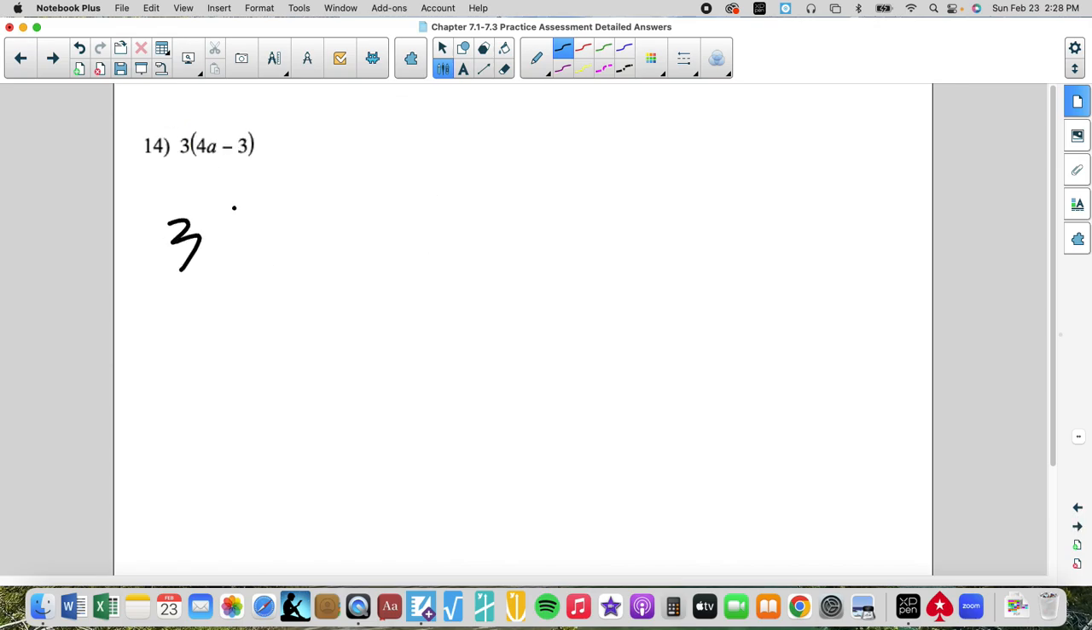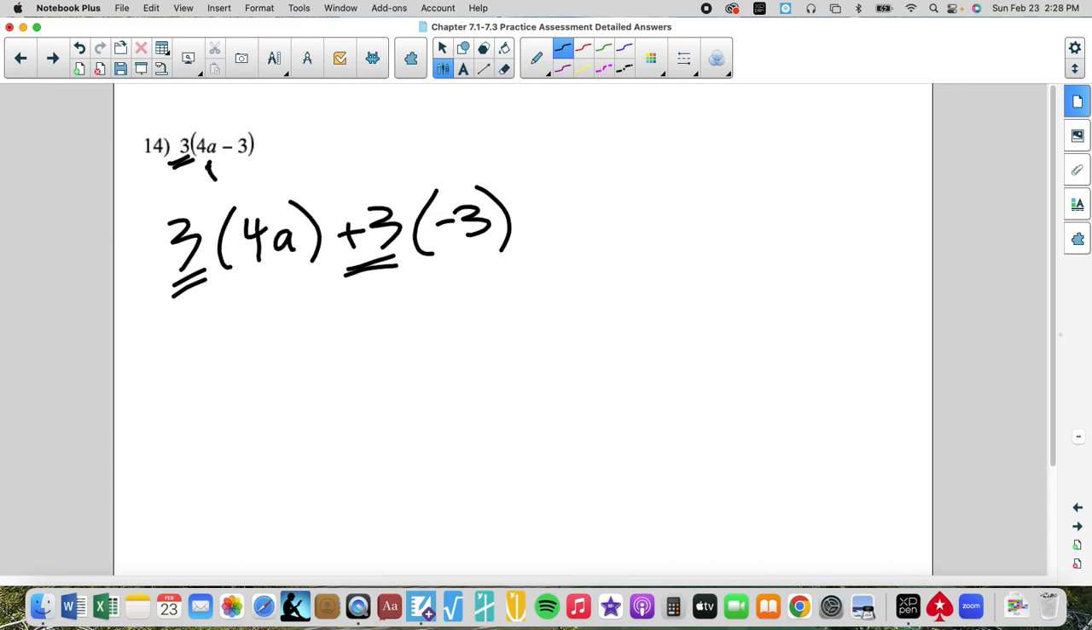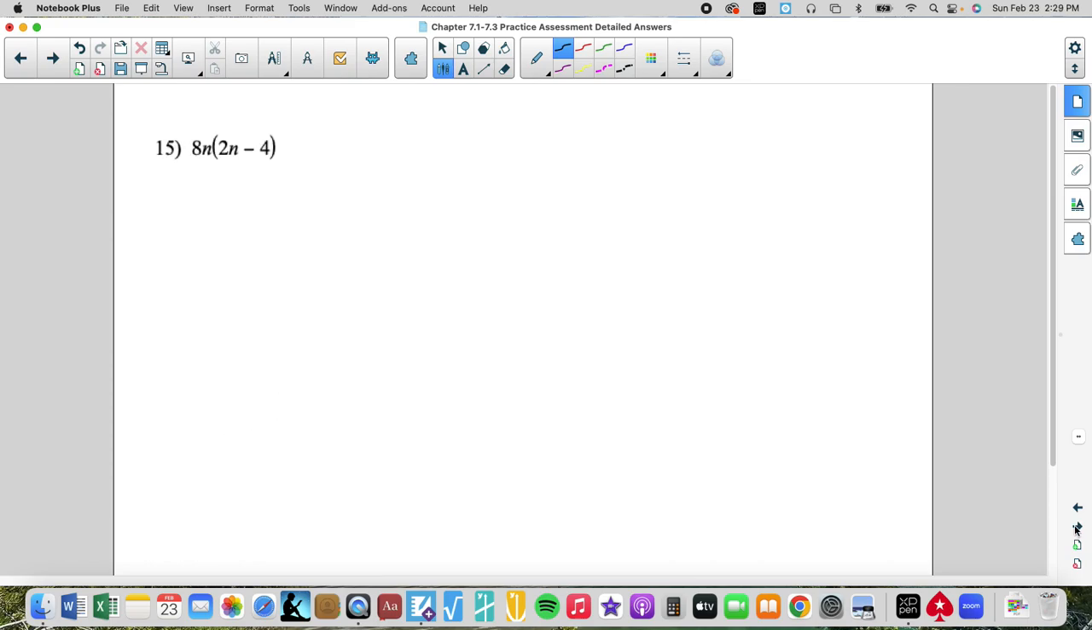We always want to show this distribution. This is a positive 3 times negative 3. We are distributing a positive 3 to 4a, and the negative is attached to this 3. So we have to write it in this manner. That's very important for you to understand. That negative is attached to this 3. So 3 times 4a is 12a. 3 times negative 3 is negative 9. We can't combine these two terms because they're unlike. They don't have the same variables.